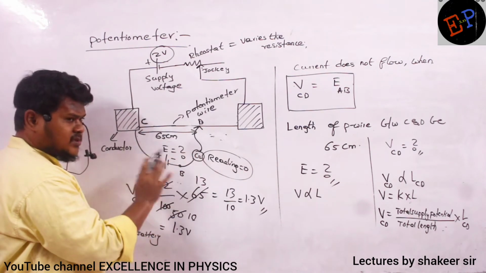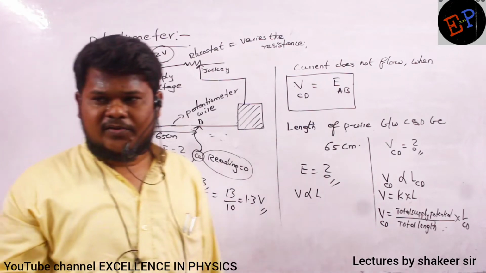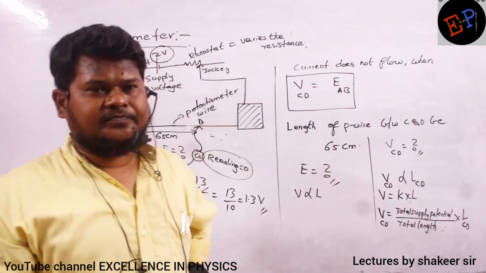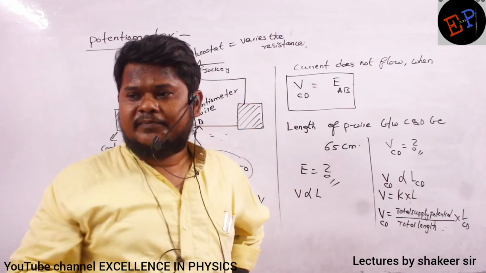So internal resistance does not consume any voltage. Yesterday we studied the resistance of a battery also, no? So the battery will consume voltage in which condition? The battery will consume its own voltage in which condition?